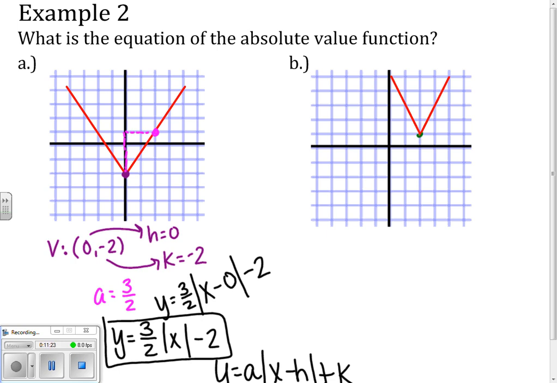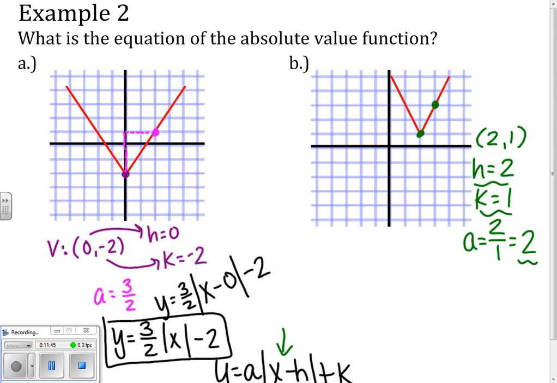Take a look at letter B. The vertex here on letter B is (2, 1), which makes my h value 2 and my k value 1. I need to find A, so I'm going to use this point right here. My A value is up 2 over 1, which is the same as 2, and it is positive because it opens up. So if I substitute A, H, and K into this form, I get y equals 2 times the absolute value of x minus 2, plus 1.